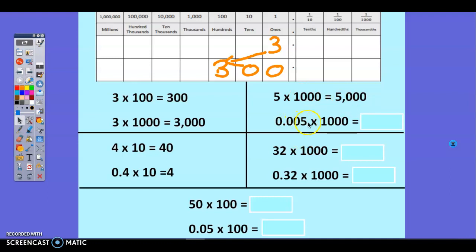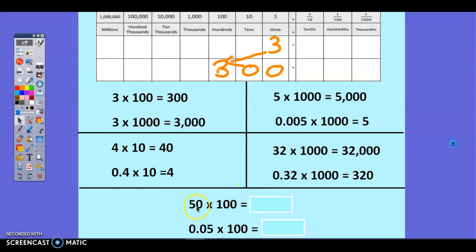Here we have 5 thousandths times 1,000. Again, 3 zeros. We're going to move the decimal point 3 spots. Our answer will be 5. Here we have 32 times 1,000. That is 32 times 1. And then we can take the 3 zeros and add them on, giving us 32,000. Here we have 32 hundredths times 1,000. So this is 3 zeros, so 3 place value jumps. We only have 2 digits, so we'll have to add a 0 on there, giving us 320.